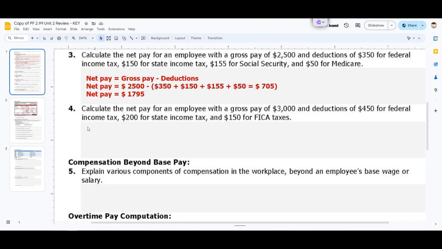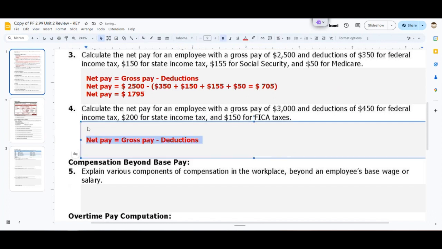Number 4, calculate net pay for an employee with a gross pay of $3,000, deductions of $450 federal tax, $200 state tax, $150 for FICA taxes. So here we didn't split up the 2 payroll or FICA taxes into Social Security and Medicare. They're lumped together for this equation. But just understand the FICA taxes are those Social Security and Medicare taxes, but the process remains the same.